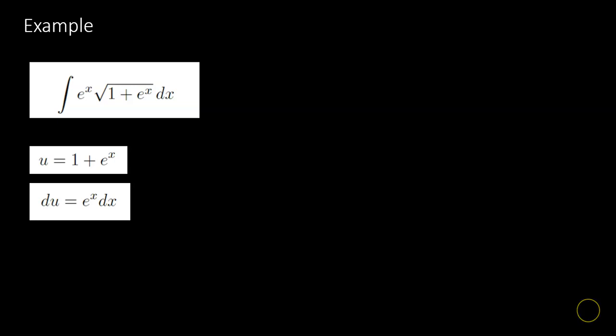Here I have e to the x times the square root of 1 plus e to the x. By substitution, I really want my u to be all that stuff underneath the radical and hope the derivative is sitting on the outside. So let's do that. My u is 1 plus e to the x. The du is e to the x dx, which is perfect because that's what I have on the outside.